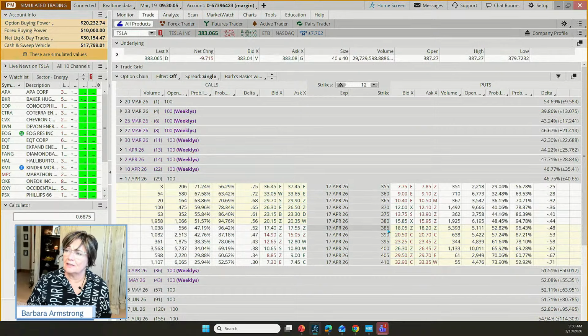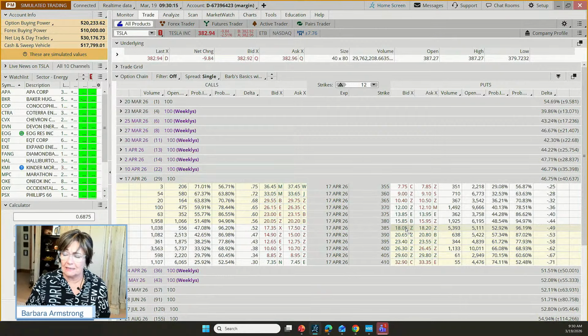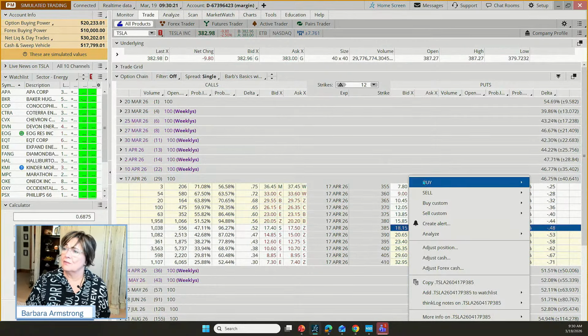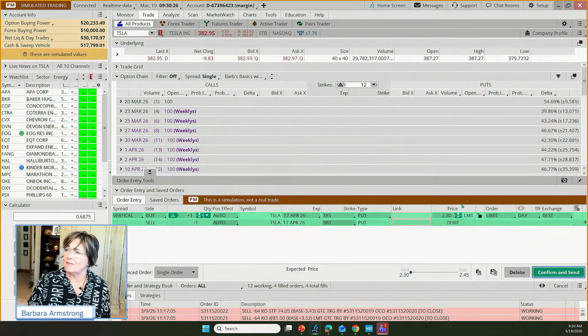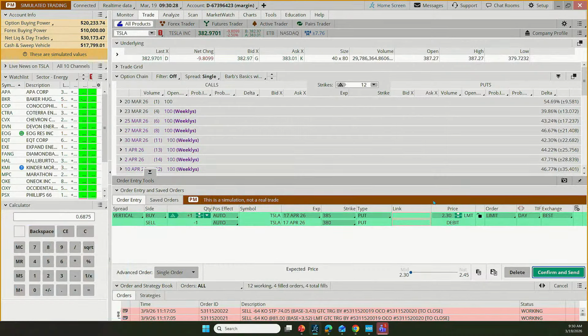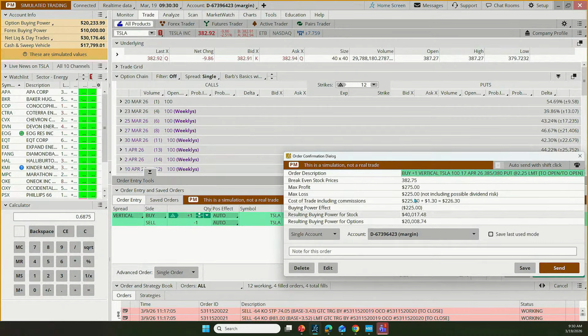So are we super bearish here? No, we're just saying that we think it could fall below 380 and it might stay below 380 for a hot minute, but our expectation is that this might continue to fall. And so we are looking at, again, buying a vertical. If we do this $5 wide spread, we're risking 230 to potentially make, well, it's saying 275.